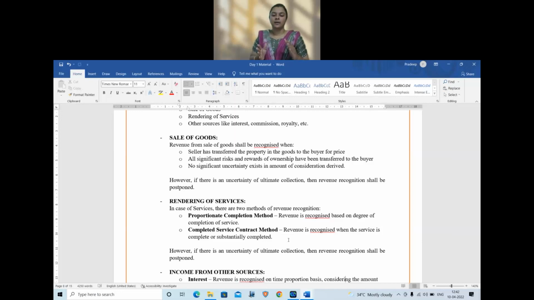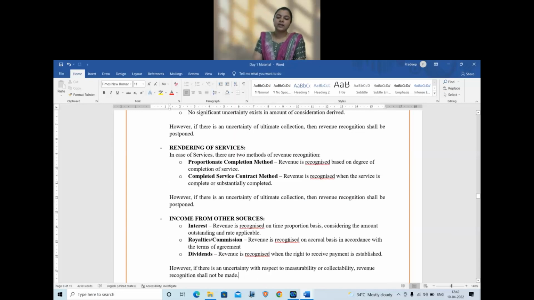So for service, simple. If it is a continuing service, proportionate completion. Till whatever it is completed, raise the revenue. If it is completed service, after the service is completed or substantially completed, you can raise the revenue. What is substantial? It will depend on the facts of the case. It will be dependent on what is the scenario and you can decide accordingly.